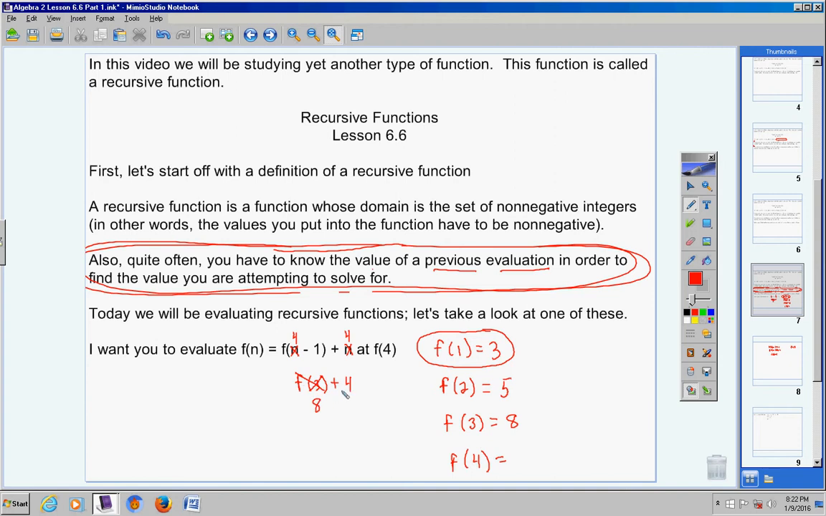So for the other n, I'll put an 8. 8 plus 4, or positive 4, is 12. So there, I finally solved the problem. f of 4 is 12. Okay, so there we go, we did it. Now that's a recursive function, okay?